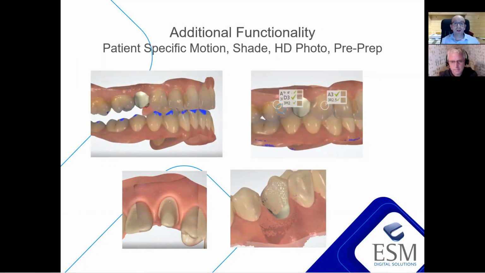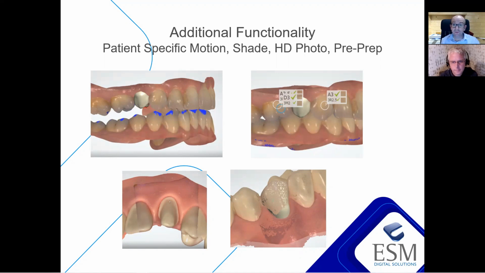So the next thing we want to do is look at some additional functionalities. And again, using Trios as an example, we want to look at some of the key features within Trios, and let's look at how that information is utilized on the lab side. So we're going to look at patient-specific motion, which is where we can capture a dynamic scan of the patient's jaw and use that as part of our design process. We're going to look at some of the shade measuring features as well, how the shade that's captured by the clinician is transferred through to the lab, but also the fact then that the lab has some additional functionality there that they can utilize as well when working on a case.